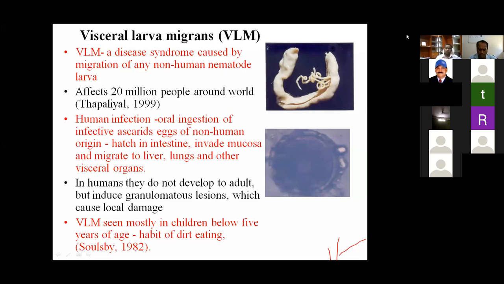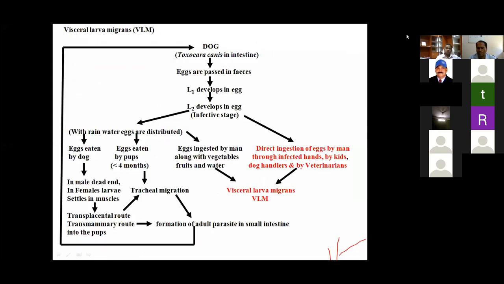So VLM is seen generally in children below 5 years of age who have a habit of eating dirt, particularly in the parks. When they take that dirt, they take the infective stage. If we see the Toxocara canis life cycle, it's very interesting. Eggs are passed, then L1 develops inside the egg, then L2 develops. This L2, with the red mark I have shown, is ingested directly as eggs by man through infected hands, by kids, dog handlers, and veterinarians. It will go to the gut, from there to the liver, mainly starting from the liver, then it will be distributed through all other organs, maybe lungs, maybe brain, whichever organ it wants to go to, it can reach.